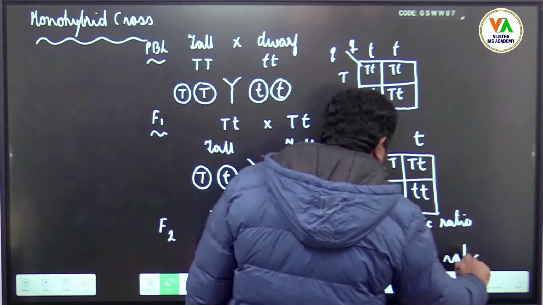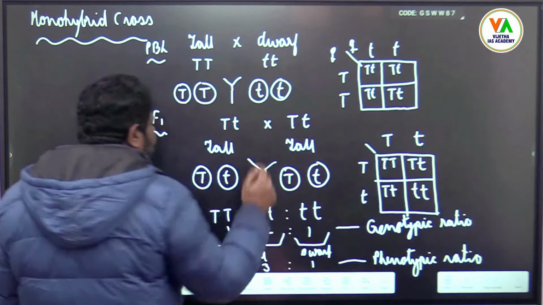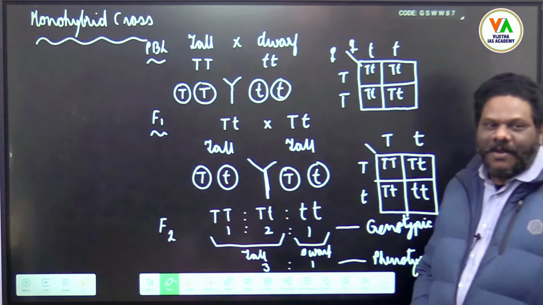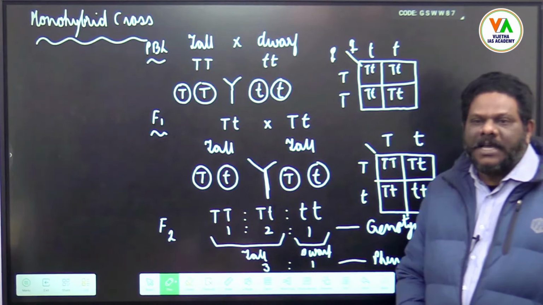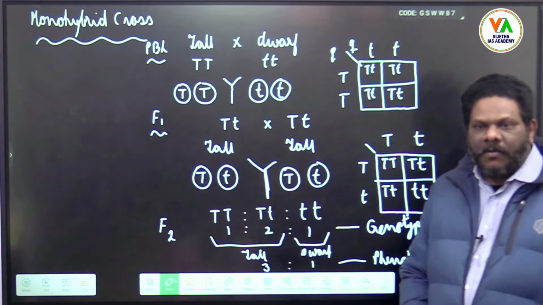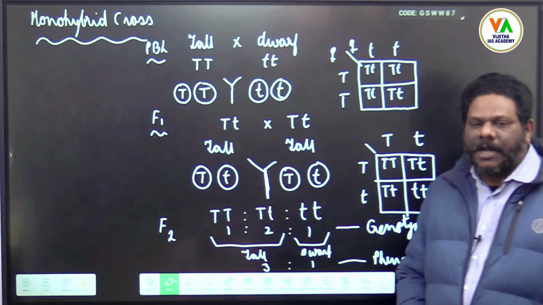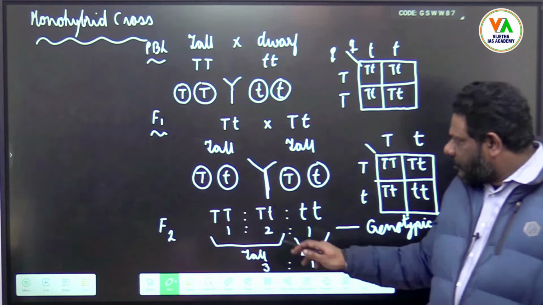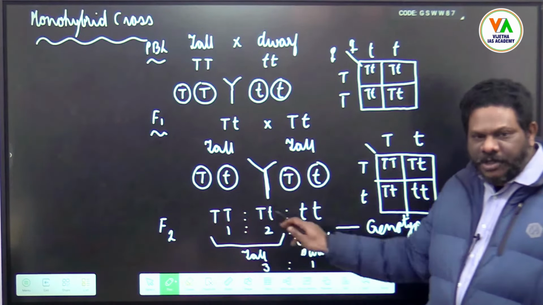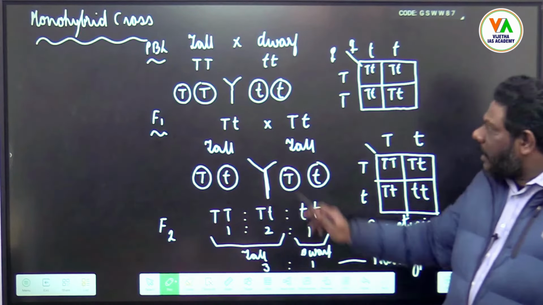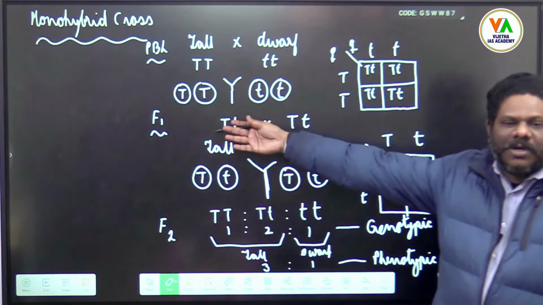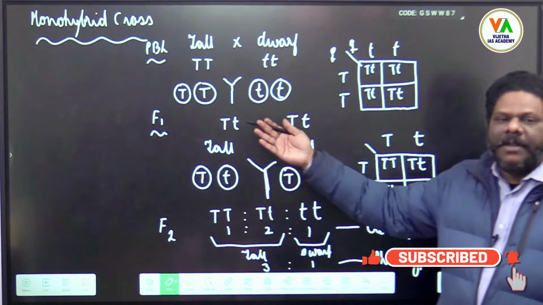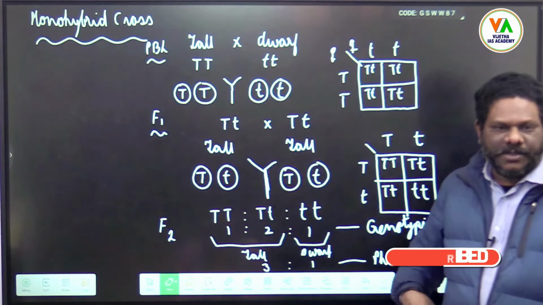Now answer this question if you understand. In this particular cross between two hybrid tall plants, what is the probability of getting a tall plant? 75%. What is the probability of getting a homozygous recessive? 25%. What is the probability of getting a heterozygous genotype? 50%, yes or no? What is the probability of getting a homozygous dominant? 25%. So when we express it in the ratio of genotype, it is the genotypic ratio. You can ask me why I did not write it here. Because all outcomes are the same. Here outcomes are different, that is why I expressed it in the ratio here. If outcomes had been different there, I would have expressed it in the same way. So this is monohybrid cross.